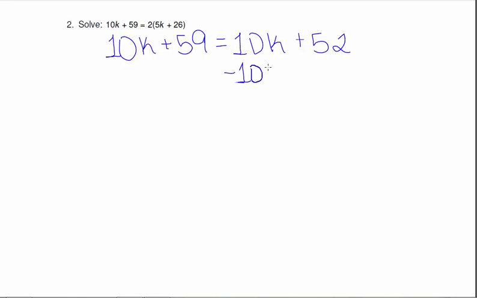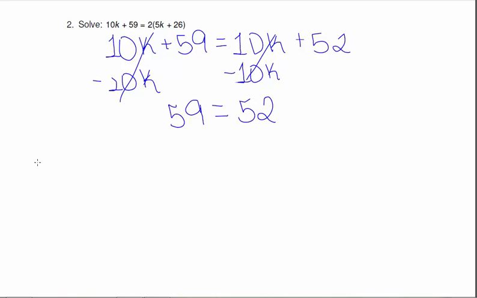Getting the variables on the same side means I'll subtract 10k from both sides. The k's on the left will cancel, and I have a 59 equal to, the k's on the right cancel, so 52. Since 59 is never equal to 52, this one has no solution.